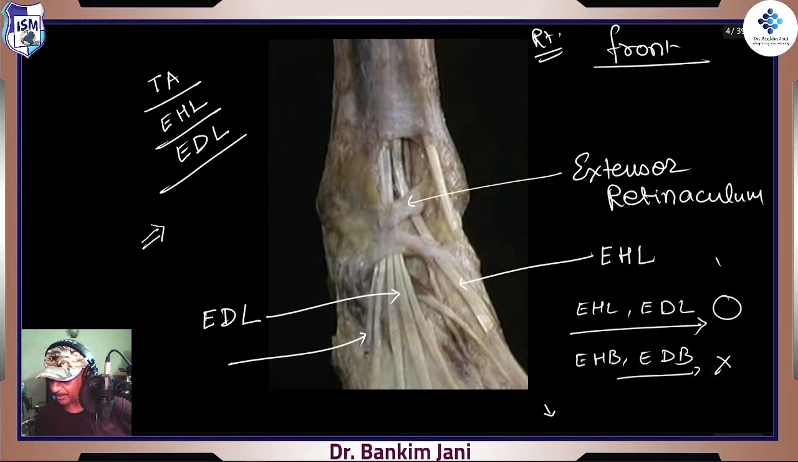Which movement are we talking about? I'm asking the question again. Which movement can be performed by extensor hallucis longus and extensor digitorum longus collectively, and hallucis brevis and digitorum brevis cannot? It's not a very difficult question. This is the movement which occurs at the ankle joint, because they are long, coming all the way from the top. So what happens when they contract?